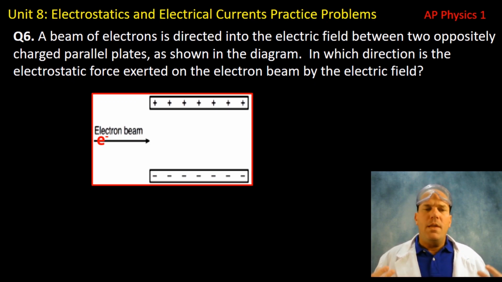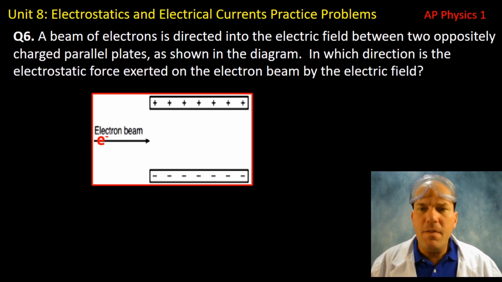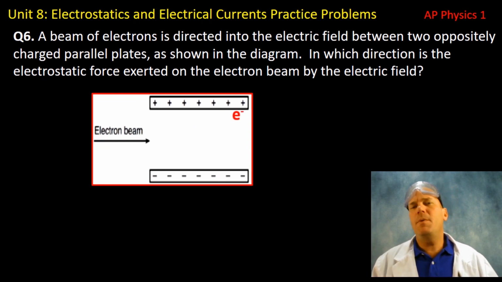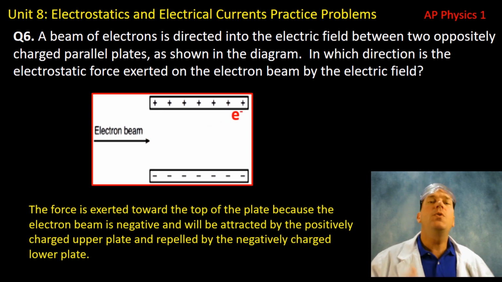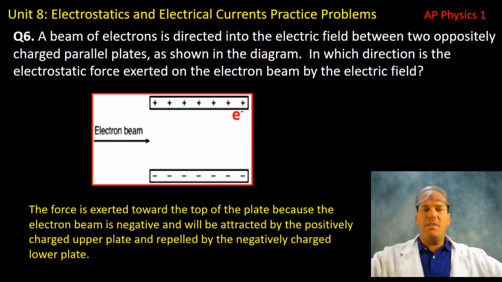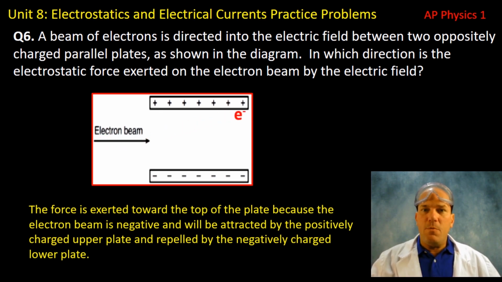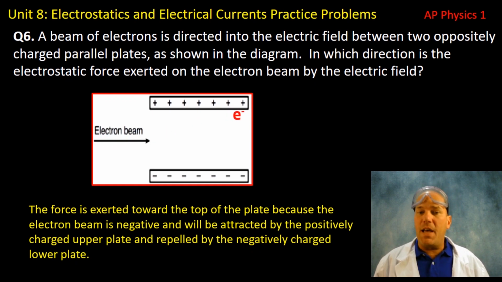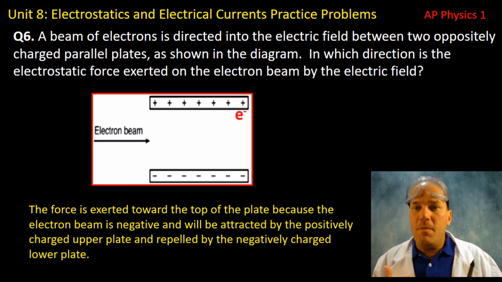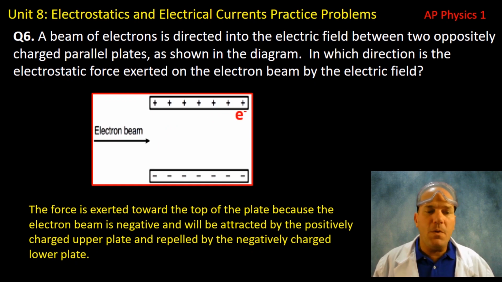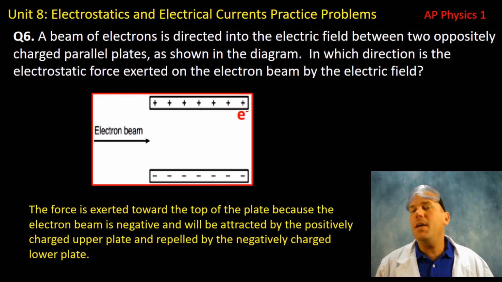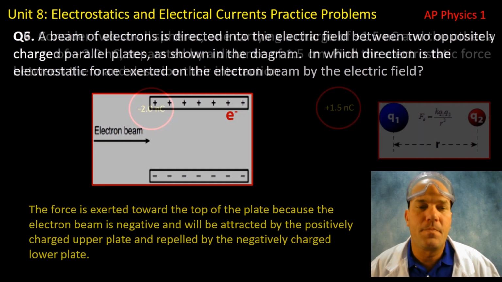Well, we know that the negative particle is going to be attracted to the positive side, and it's going to be repelled from the negative side. So that should be very intuitive for you at this point, especially given your studies of chemistry. So the force would be exerted toward the top of the plate for that simple fact alone.